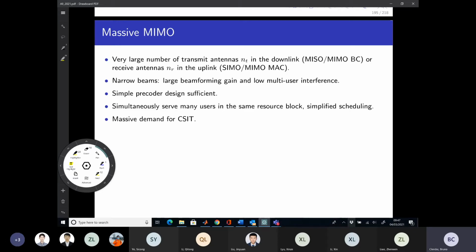Now you can imagine massive MIMO very simply. So you have a transmitter where you have many antennas, right? And so you have many receivers.